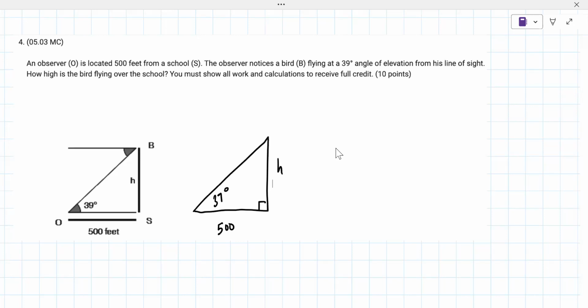So this is H. All right, so you would use opposite over adjacent, tan. So tan of 39, step 2.